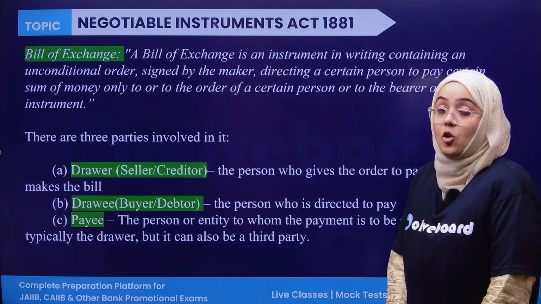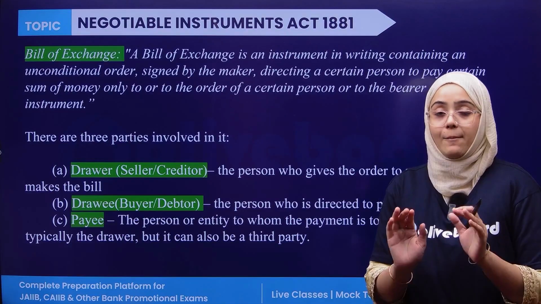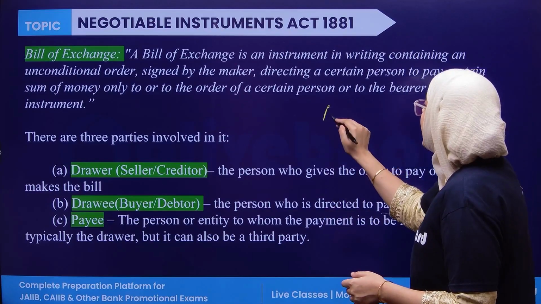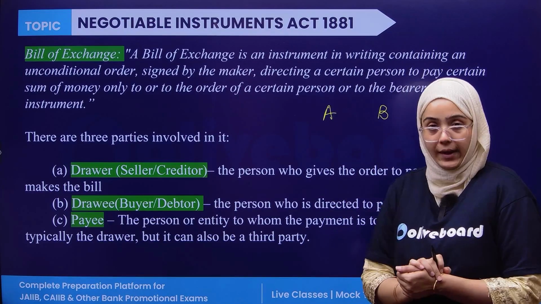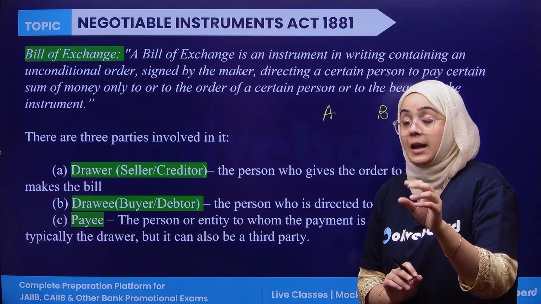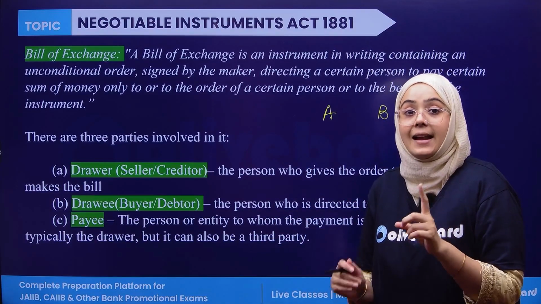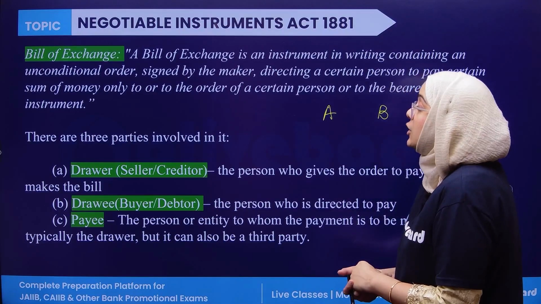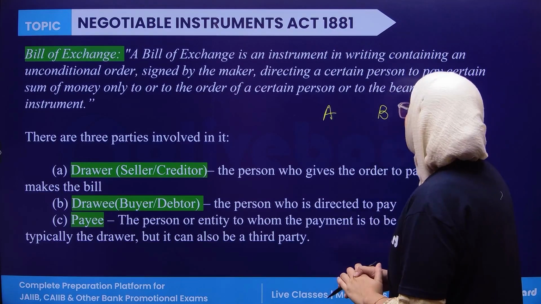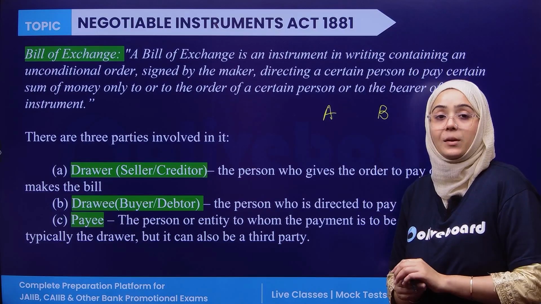Now, in the normal condition, the payee and the drawer can be the same person. I'm explaining the bill of exchange with an example. For example, there is A and there is B. This is a normal condition. I am taking two examples: in the first example, the drawer and the payee will be the same person, and in the second example, the drawer and the payee will be two different persons. First of all, let's talk about the normal condition where they are the same person.